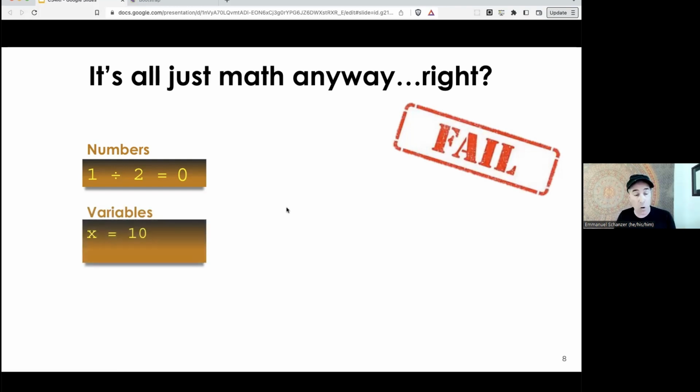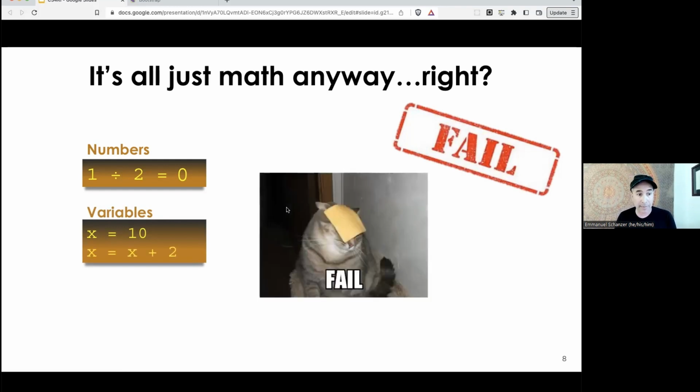So here's a simple program I can write in Scratch or C or Python. The first line of code says x equals 10. The second line of code says x equals x plus 2. This is like programming 101, folks. But if you're a math teacher, or if you care about students understanding what variables are in math, this is just wrong. X can't equal itself plus 2.